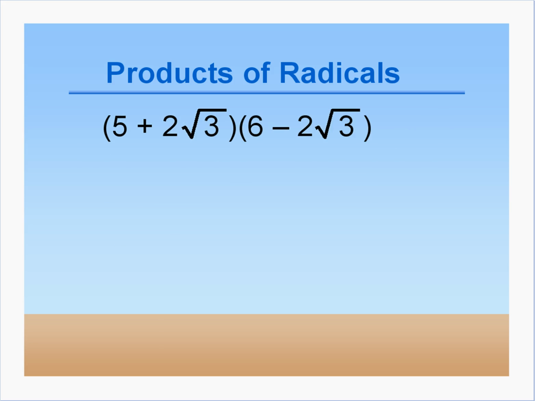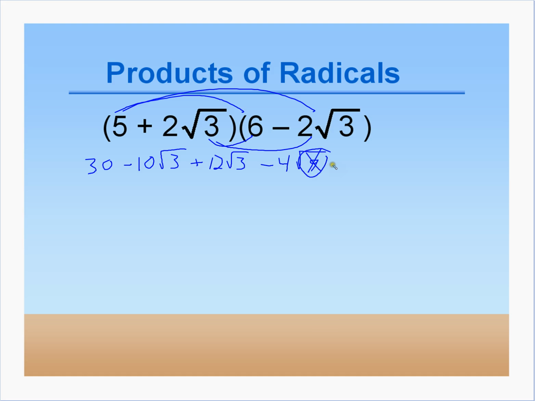This one doesn't fit a special form, so we do have to go ahead and multiply this out. So we're going to do 5 times 6 is 30. 5 times negative 2 root 3. The 5 times the 2 is 10, so negative 10 root 3. Now we'll do these terms. That's a 2 times 6 is 12 root 3. And then this last one, we got a 2 times a negative 2, which is negative 4 root 9, because the square root of 3 times the square root of 3 is 9.